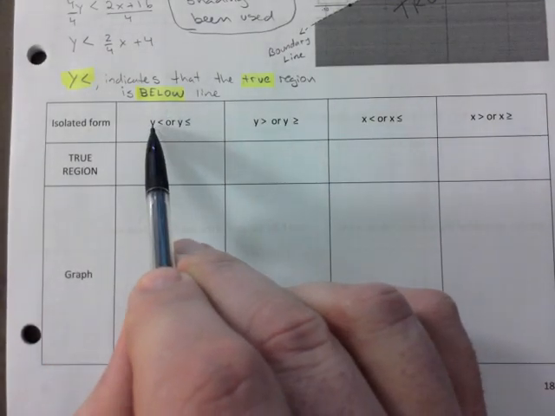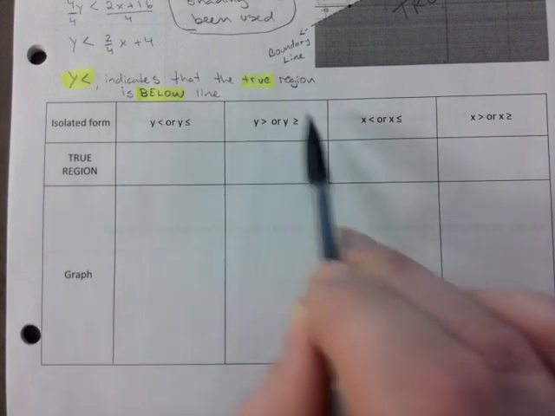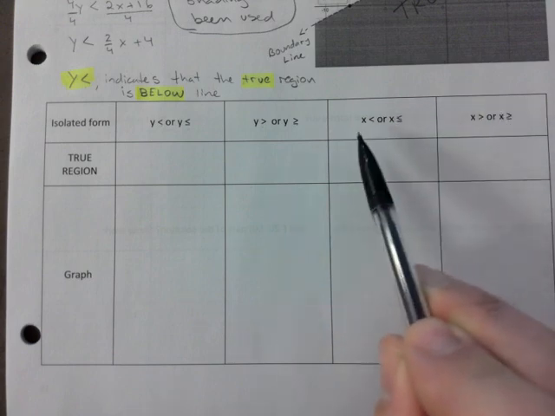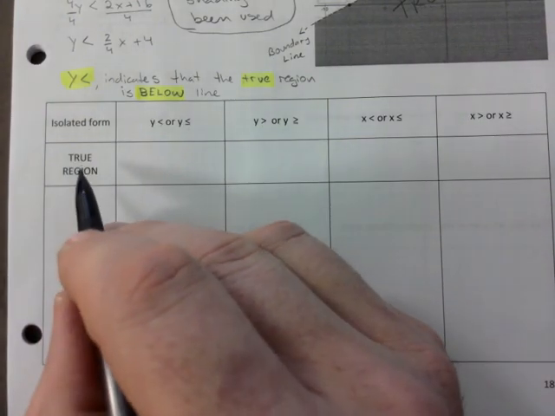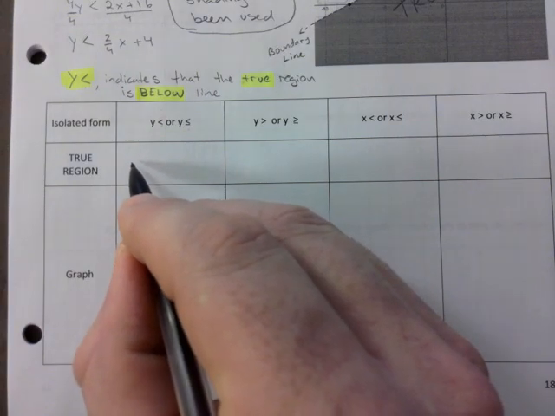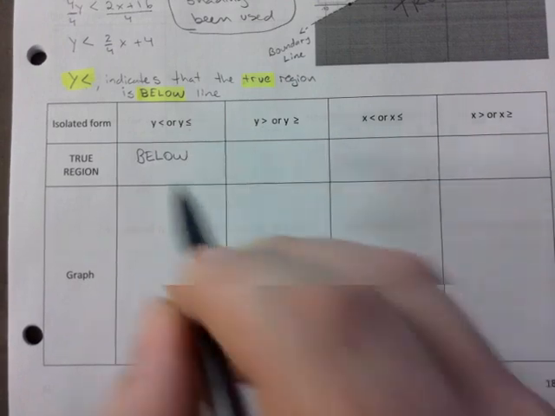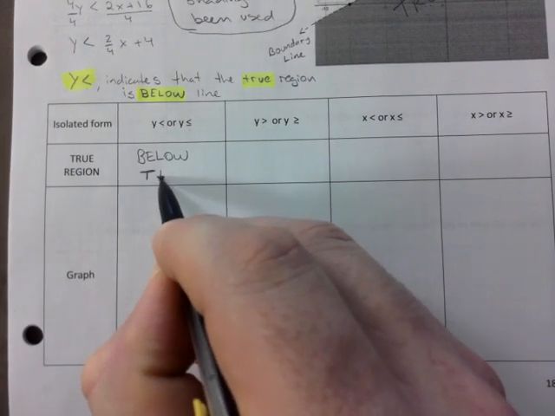So you could have y is less than or equal to, y is greater than or equal to, right? This is when y is isolated, but you also have x when x is isolated. This is usually a vertical line. So true region, when y is less than or equal to, you say below the line. So my shortcut is true is below.